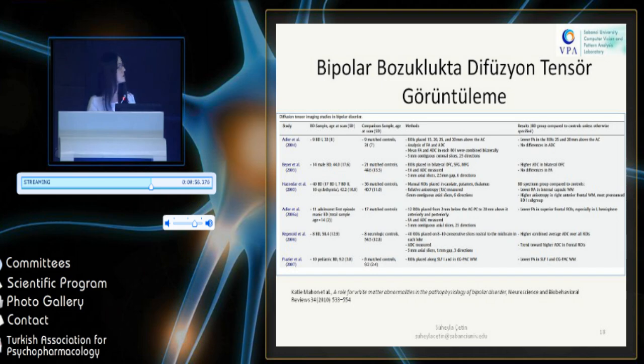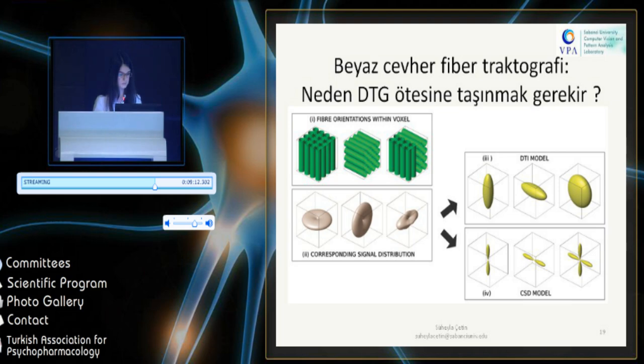Now, let me give you an example as to how this is used in psychiatry. Diffusion tensor imaging comes quite handy in terms of assessing bipolar disorder, and these are some of the examples that I found in literature. As for white matter tractography, DTI is used quite intensively. This is just one example.